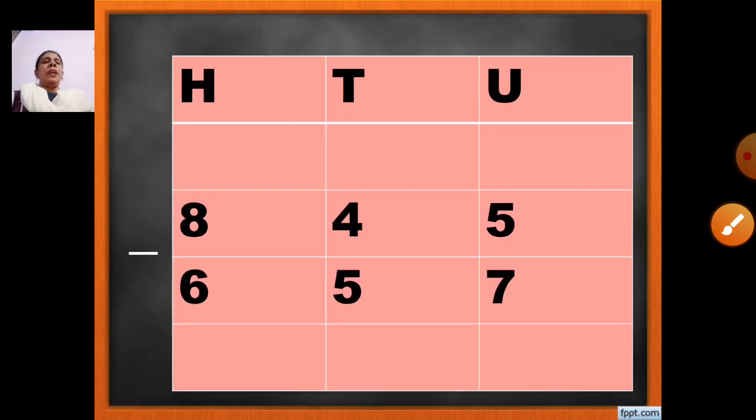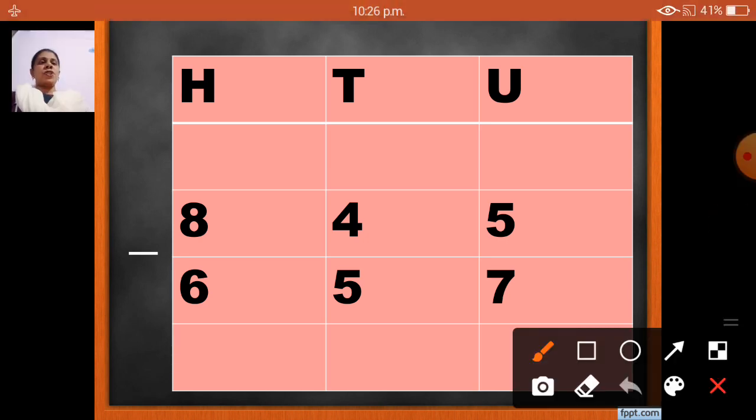Now next, 845 and 657. The numbers are arranged according to their place value, that is 100, tens and unit column. You will make a column, we will arrange the number according to their place value. Then you are going to subtract units with units, tens with tens, and 100 with 100. So shall we start our subtraction?